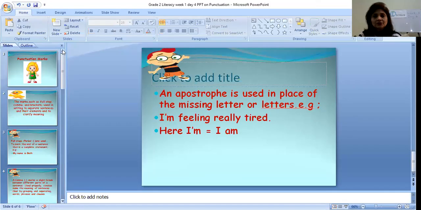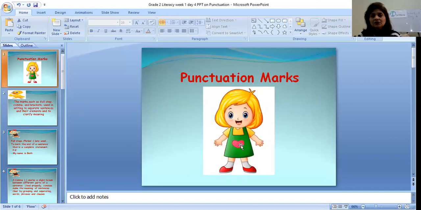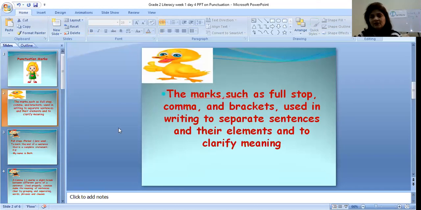Now let's do a recalling. I'll show you a PowerPoint, a presentation. I want you all to look at the presentation very carefully. Let's start. Now, it is about punctuation marks, right? The marks such as full stop, comma, brackets used in writing to separate sentences and their elements and to clarify the meanings, they are the punctuation marks, correct?